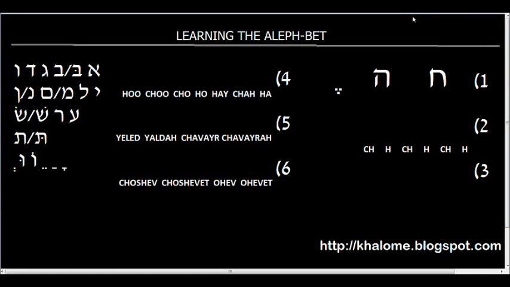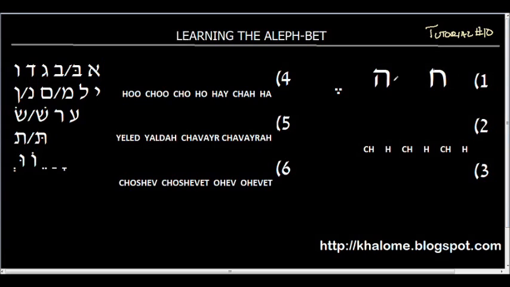Welcome to Learning the Hebrew Alef-Bet tutorial number 10, and in this tutorial we're going to learn two new letters and one more vowel mark. So we're in tutorial 10, and we're going to be learning the chet, the he, and the segul vowel mark.